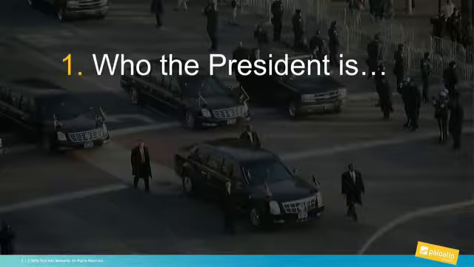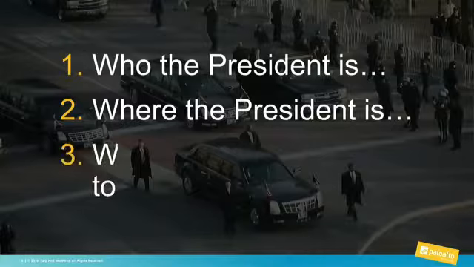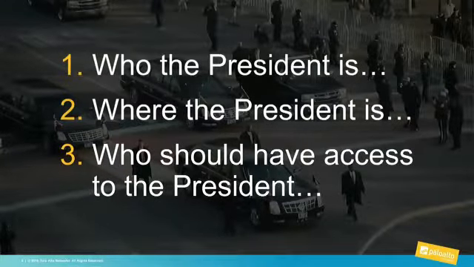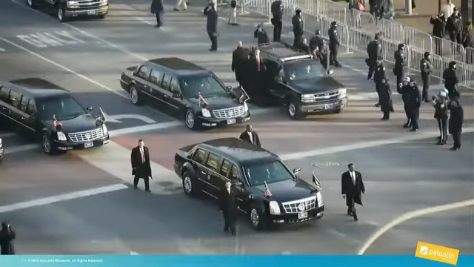They don't wander around wondering, hey, I wonder if that person is the President. They know where the President is at all times, and they know who should have access to the President at any given time. These are the 3 fundamental questions that need to be asked about anything that we're protecting.